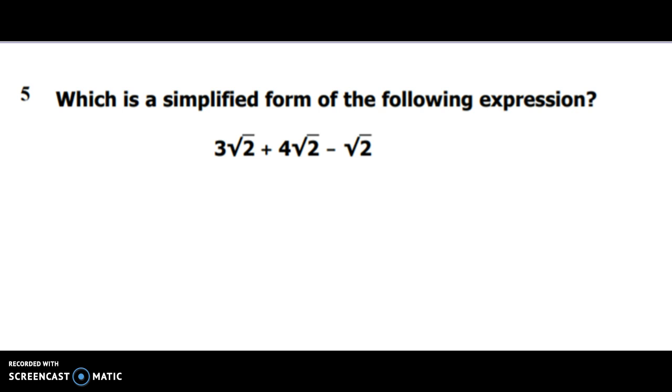For number 5, simplified form, the only way that we can add or subtract radicals is if they have the same index and the same radicand. All of these are the square root of 2, so we can combine them. 3 plus 4 gives us 7 square root of 2. If there is no number in front of your radical sign, remember that number is a 1, and 7 minus 1 gives us 6 times the square root of 2.